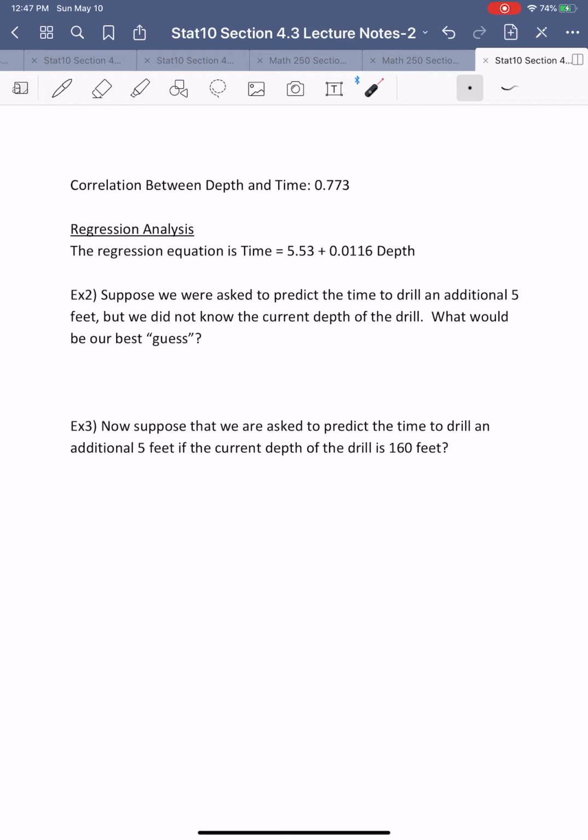If you use those to find the correlation, it will be 0.773. And the regression analysis is what we got here: y equals 0.0116x plus 5.53, where x represents depth and y represents time.